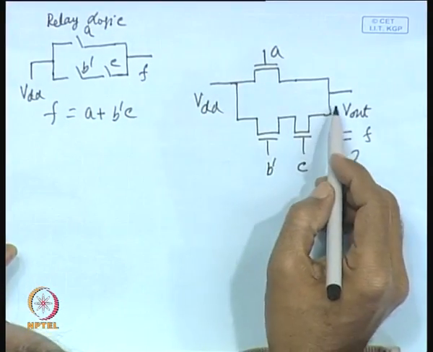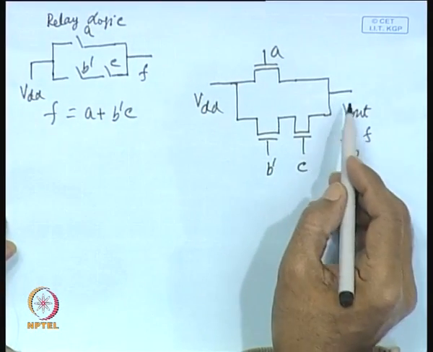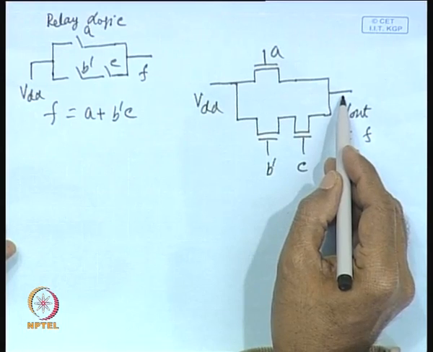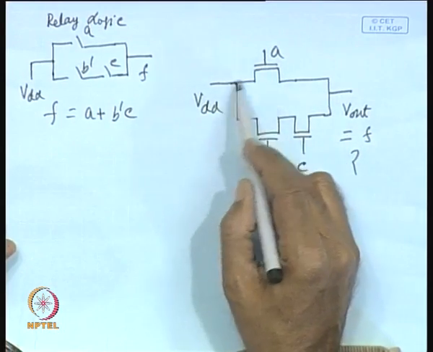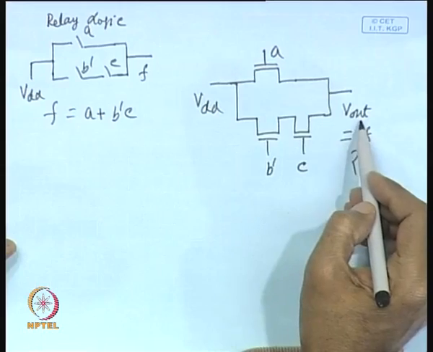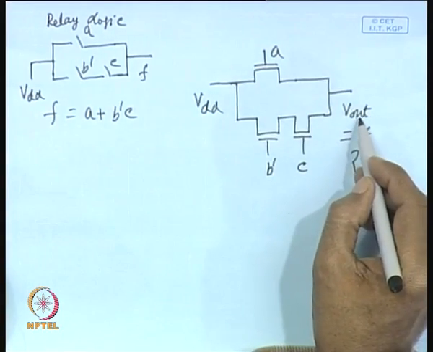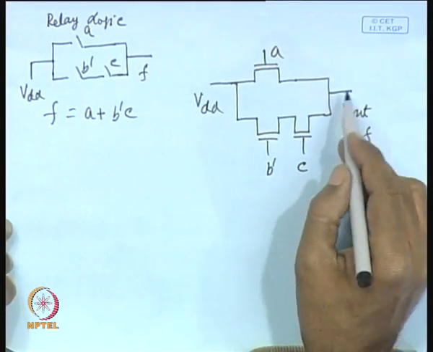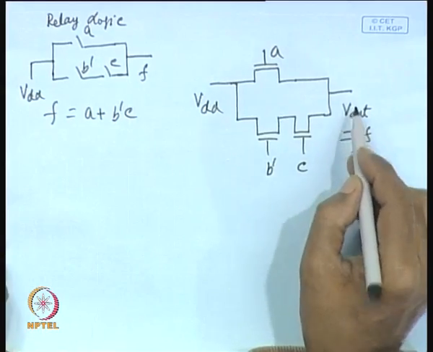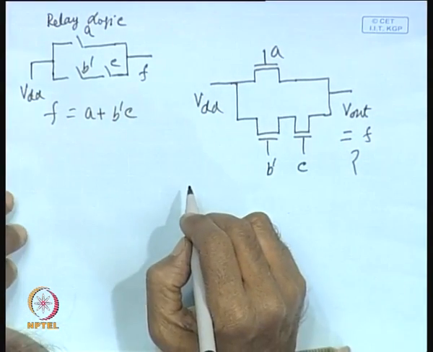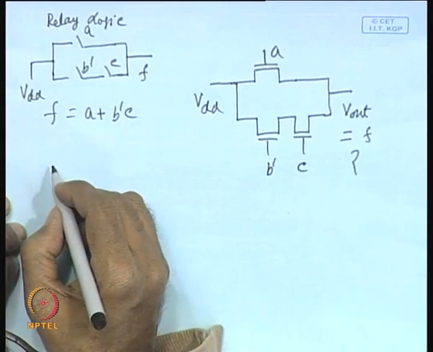Unfortunately, if we realize the function based on relay logic, it will not produce the correct output. Why will it not produce the correct output? The reason is, it will produce the correct output so far as the high output level is concerned. Whenever this switch is closed, it will produce, of course not VDD, but VDD minus VTN. Let us assume we shall take it as a high level.